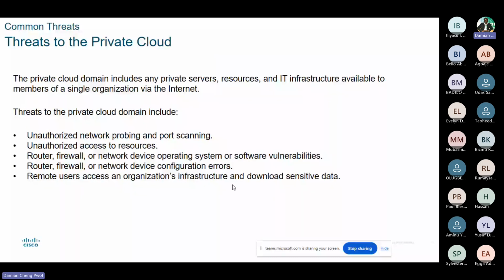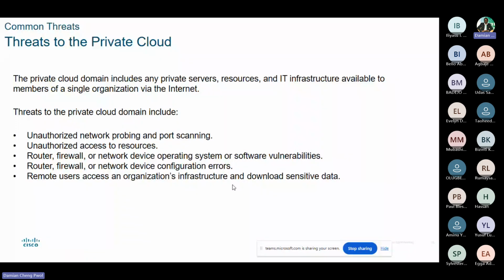Threats to private cloud. The private cloud domain includes any private server, resources, and IT infrastructure available to members of a single organization via the internet. So you can have an organization, let's say University of Jos. University of Jos has a private cloud, which is much more focused on the staff and students of that institution.